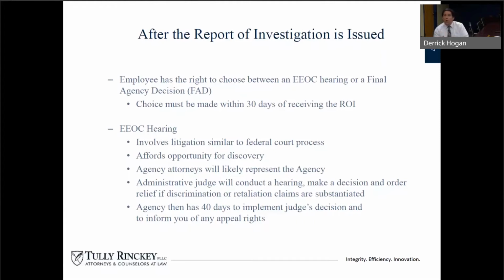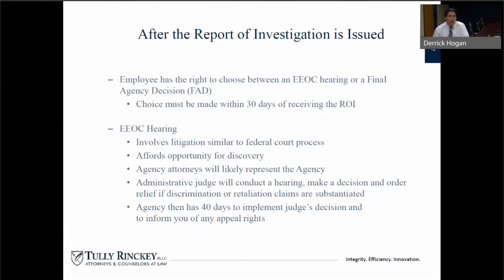If you don't request anything, whether it be an EEOC hearing or a final agency decision, within 30 days, then your claim won't be dismissed, but the agency will automatically issue a final agency decision. Not right away, but if you don't make any elections within that 30 days, you will get a decision on your matter. So what does the final agency decision entail?